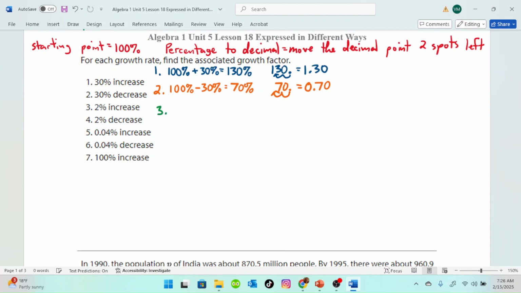Number 3, we have a 2% increase. So we have the original 100%, we add 2%, and that gives us 102%. Well, the decimal would be after the 2, so I'm going to move it 2 spots to the left, and my growth factor is going to become 1.02.